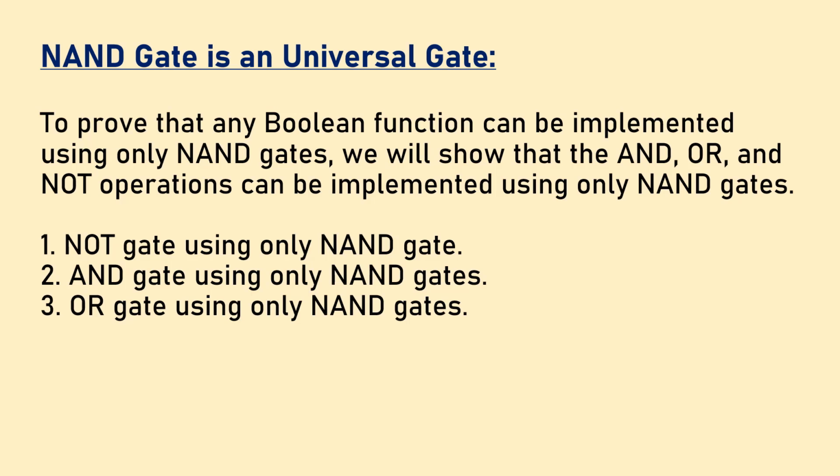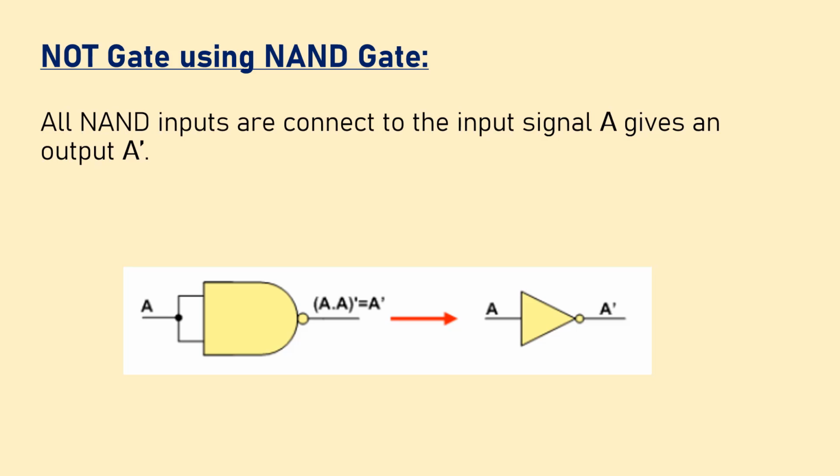To prove the NAND gate as a universal gate, if we can implement the basic logic gates, which are AND gate, OR gate and NOT gate, with the help of NAND gate, then definitely we can say that the NAND gate can be treated as a universal gate. So our objective is to construct the NOT gate, AND gate and OR gate with the help of NAND gate. The first one we will construct is the NOT gate using the NAND gate.